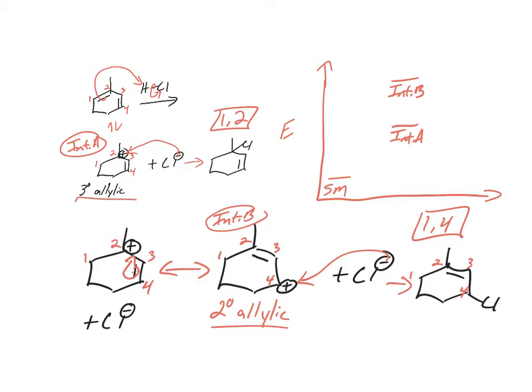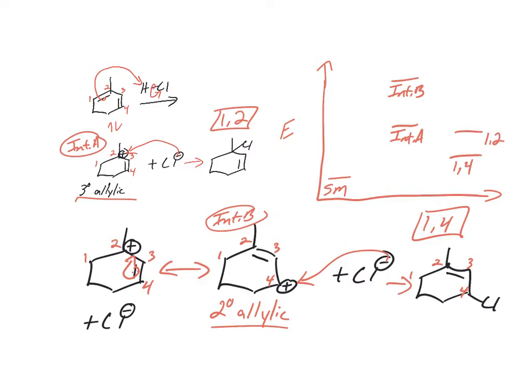What about the products? Is one product more stable than the other? Which product is more stable? The 1,4 looks like it's more stable. Why did you say the 1,4? More substituted alkene, right? The Zaitsev rule. So we'll put the 1,4 here, and then the 1,2 would have to be a little bit higher. It's all relative.